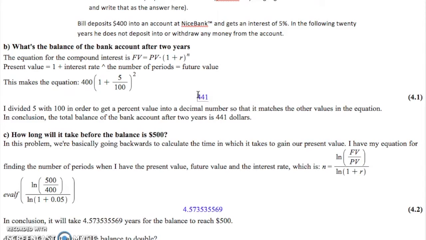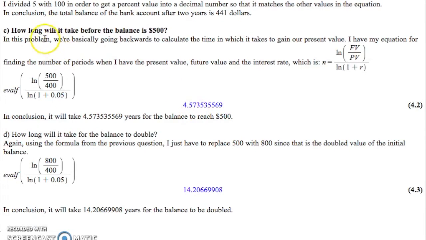Now, how long will it take before the balance is $500? So in this problem, we're just going to calculate the time it takes to reach our target value. My equation is n equals ln, sorry, my equation is this, which means I can put my values into the equation because I have the present value, the future value and the interest rate. And I want to figure out n, which is the number of periods.